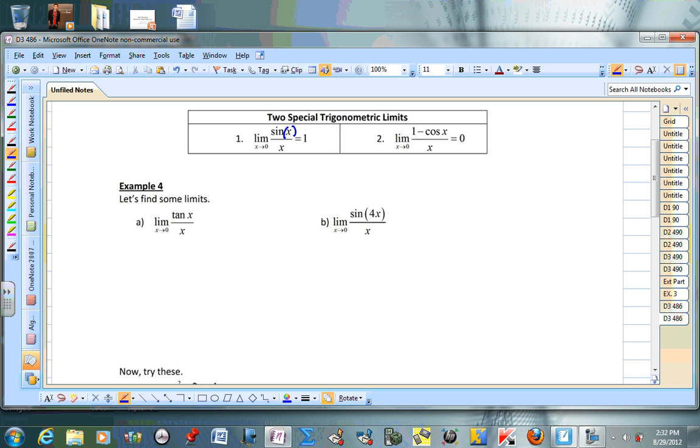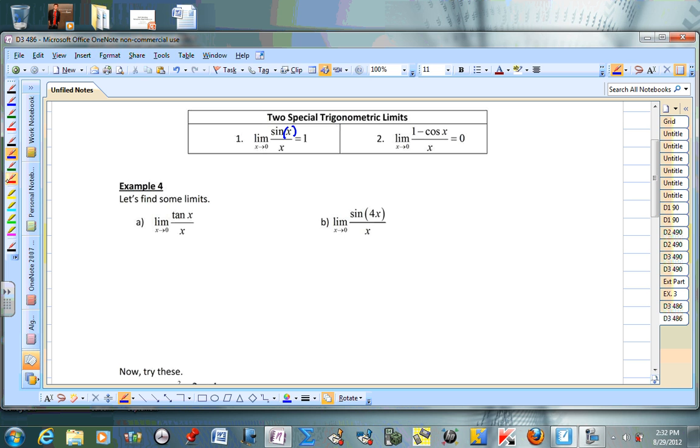So something that people try to do, which is illegal, is they try to factor out the 4 and call this 4 times the sine of x over x. Well, you can't do that. That would be illegal factoring. We can't factor a term or a multiple outside of the input of a function. Now, our answer is going to be 4, but let's see how come.